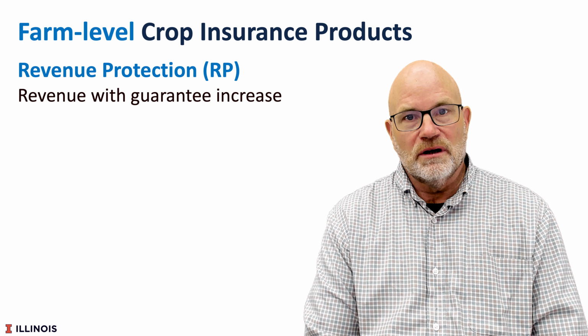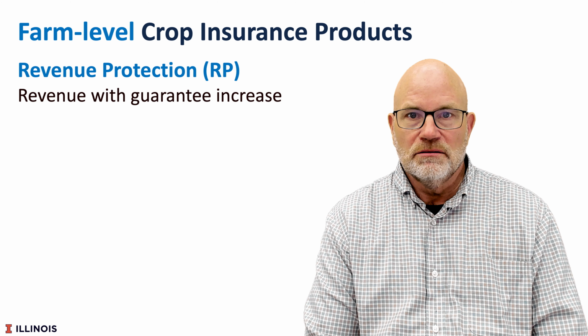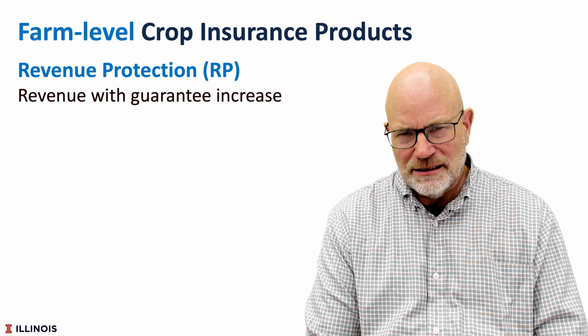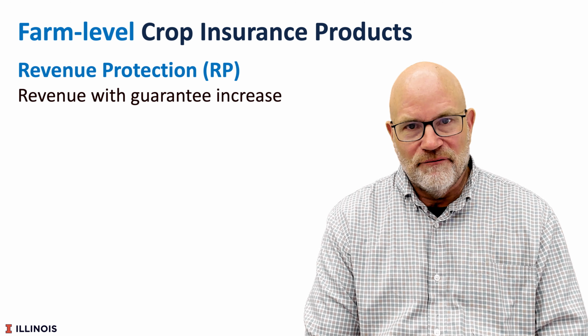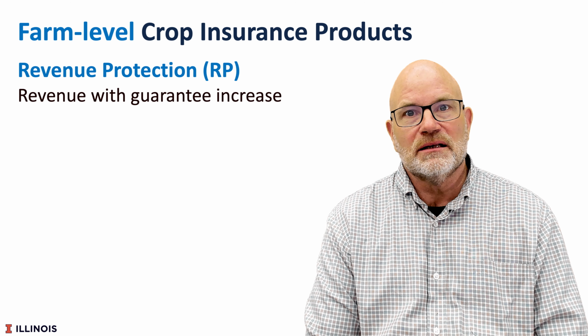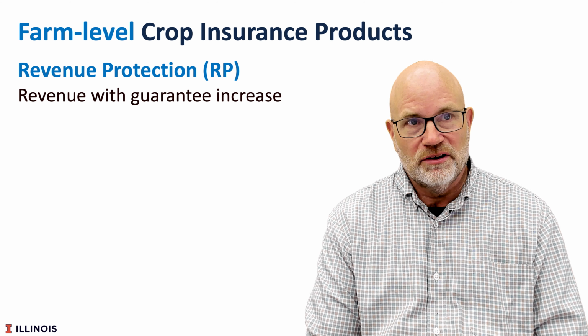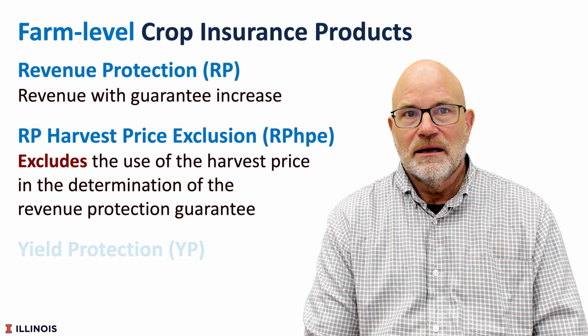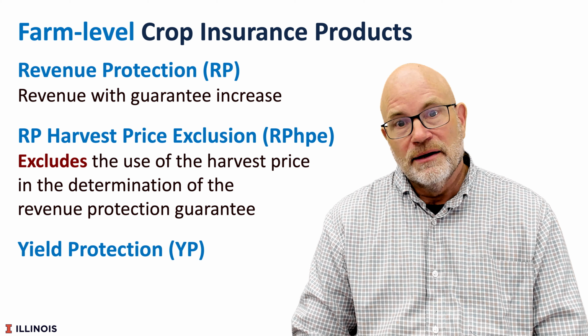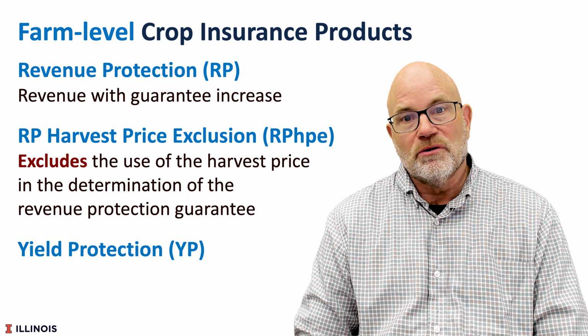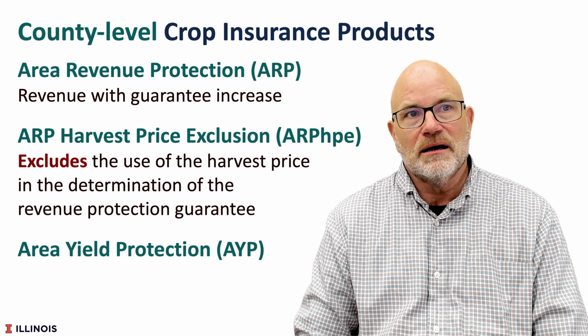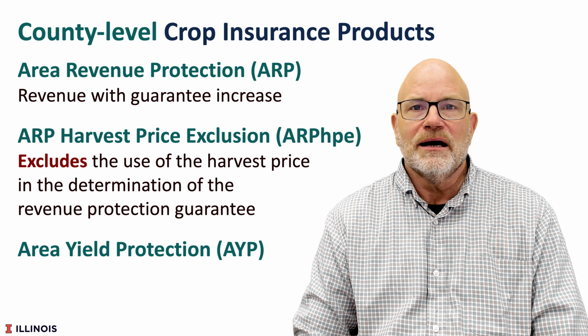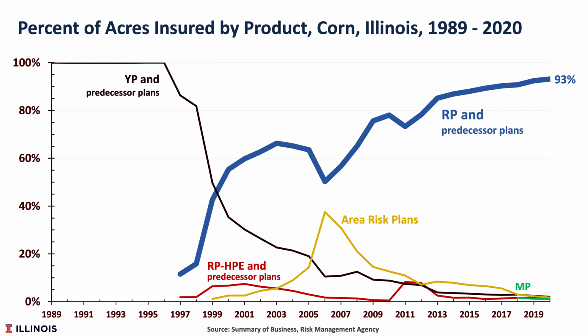Revenue protection is one of the crop insurance products that farmers can use. It happens to be the one with a guarantee increase. Other products available at the farm level, which means that they make payments based on farm yields or field yields, include RP with a harvest price exclusion, which doesn't have that increase in it, and YP, yield protection. There's also a series of products available at the county level that mimic RP with harvest price exclusion, and YP.